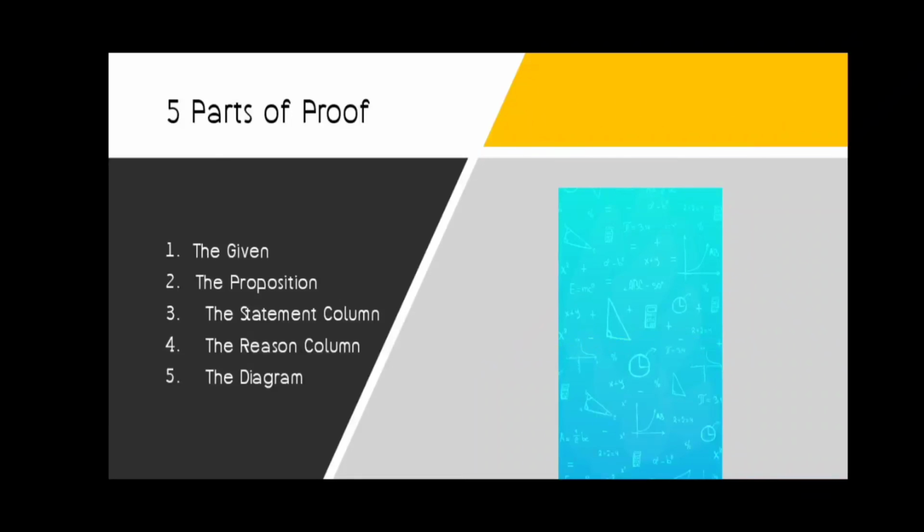Next, the 5 parts of proof. The most common form of explicit proof in geometry is the two-column proof, which consists of 5 parts: the given, the proposition, the statement column, the reason column, and the diagram.